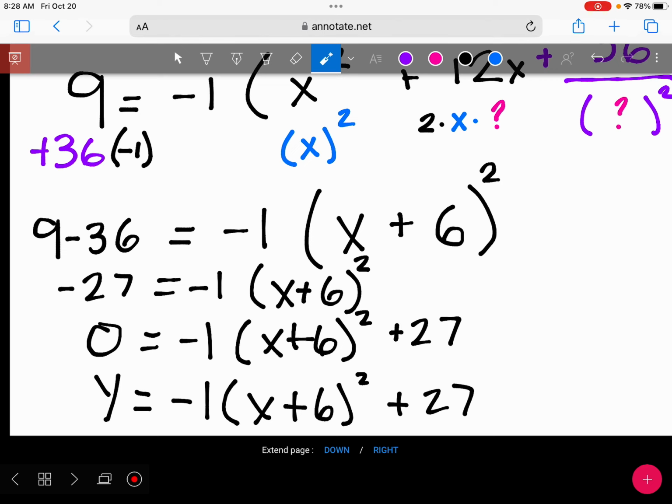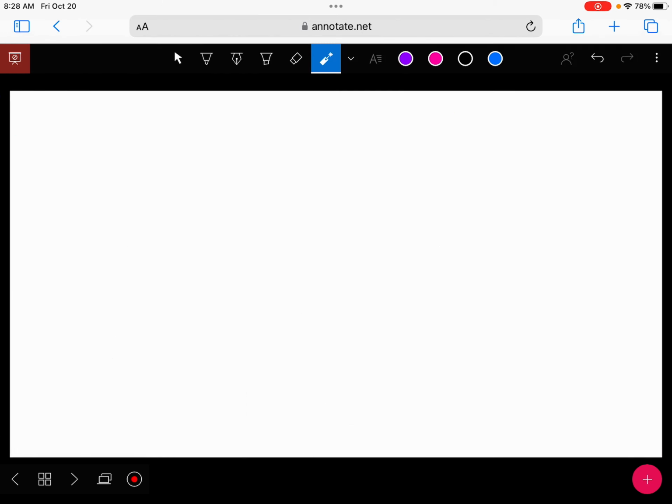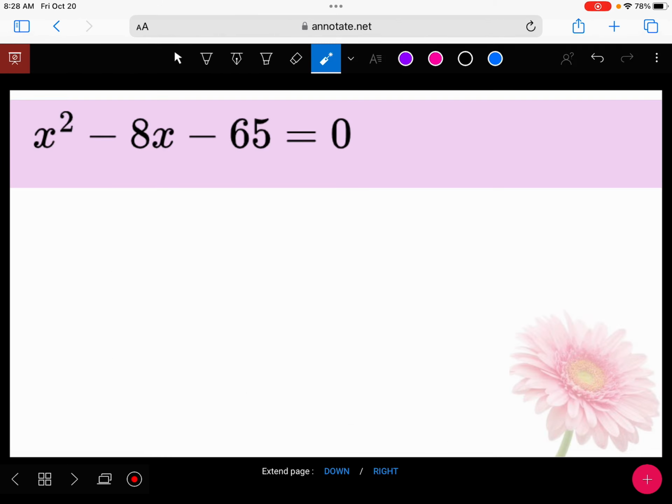So what I'm going to do is show you a shortcut, which is to go through the vertex. Because we have found the vertex before. We did that during fall break for like a week. We found that vertex. So we're going to practice this again with a different equation. x squared minus 8x minus 65 equals 0. And what we're going to do this time is do this with our axis of symmetry. That was what I gave as our option number 2.